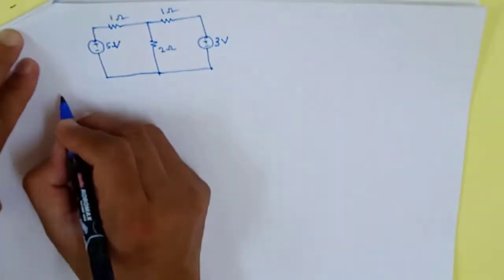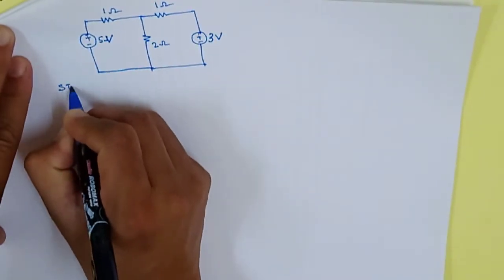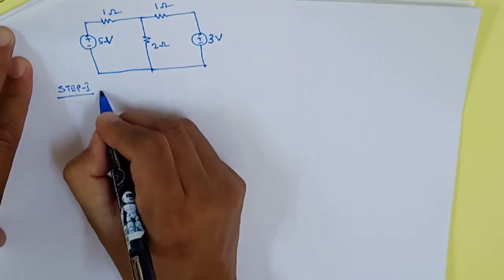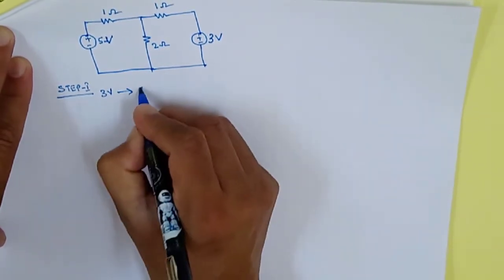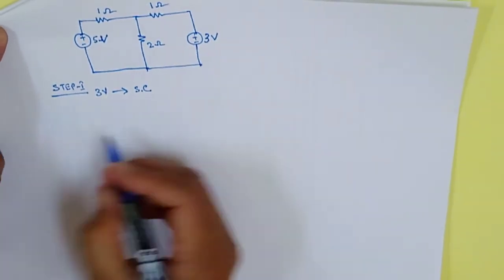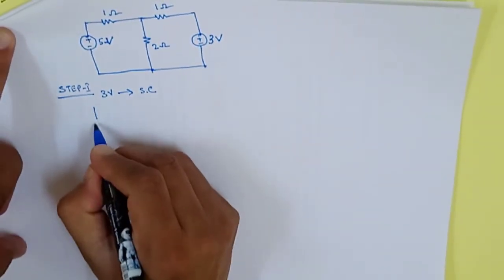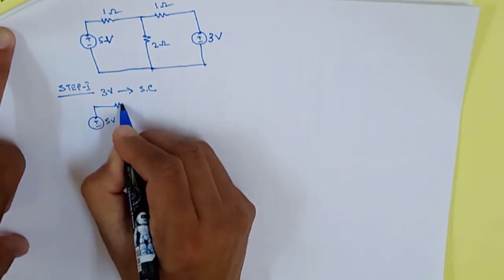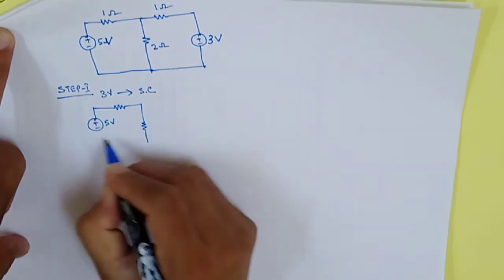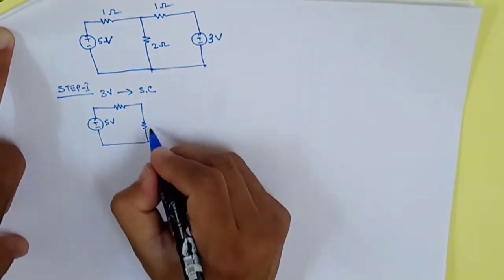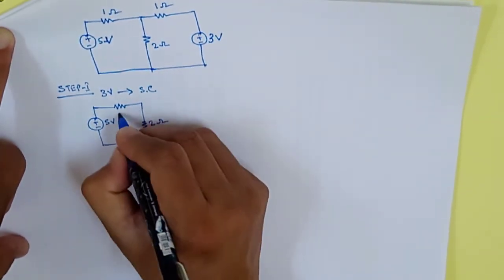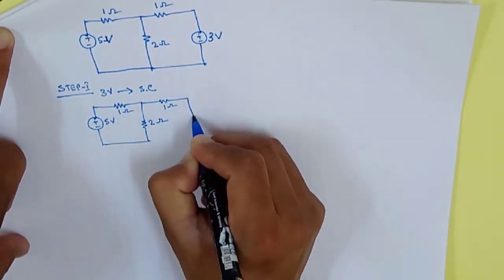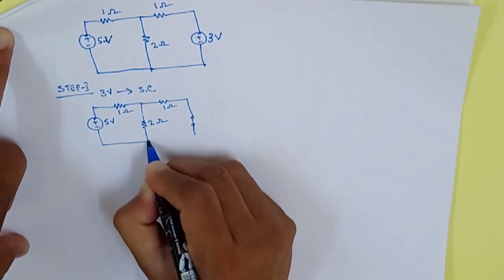So now step 1, we start from step 1. In step 1, the 3 volt source we will make short circuit. So our circuit is now 5 volt, 2 ohm, 1 ohm, 1 ohm, and the short circuit.